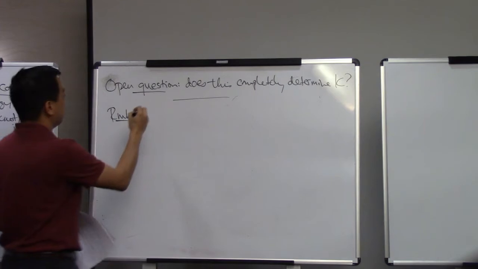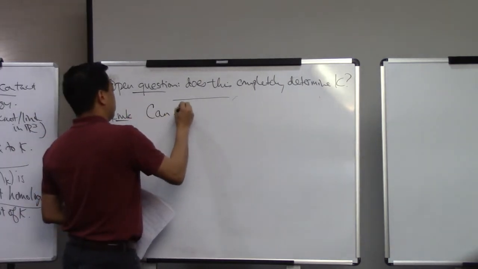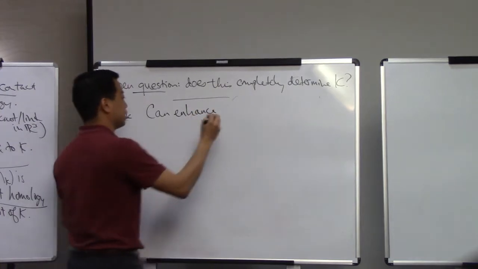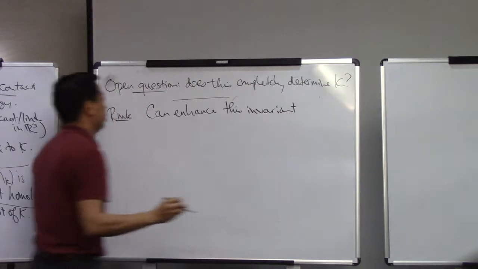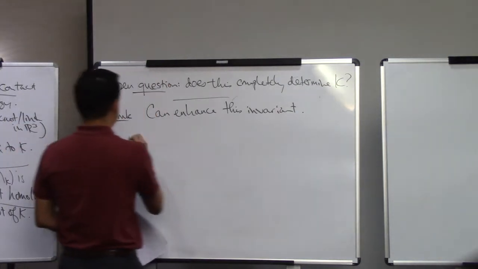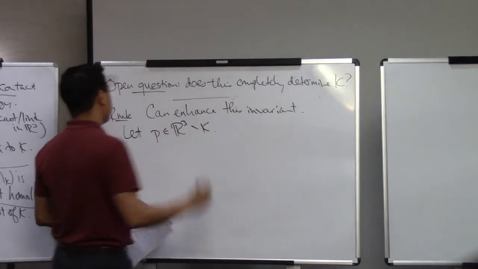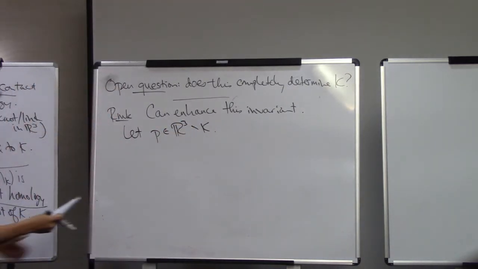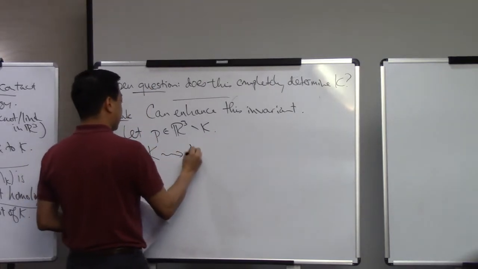There's a way to enhance this invariant through some sort of stupid trick, which is just to add a little bit of extra information into this picture. So let P be a point in R3, but not in K. So then to K we have this conormal lambda K.